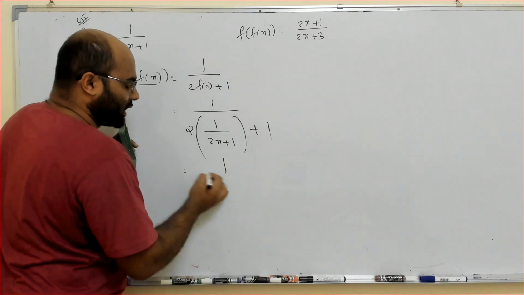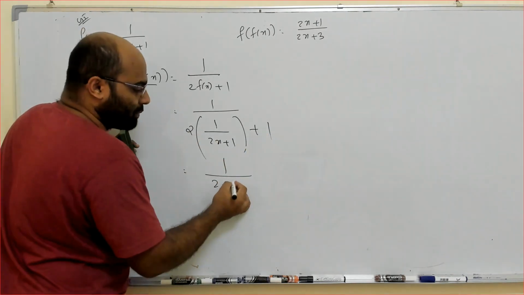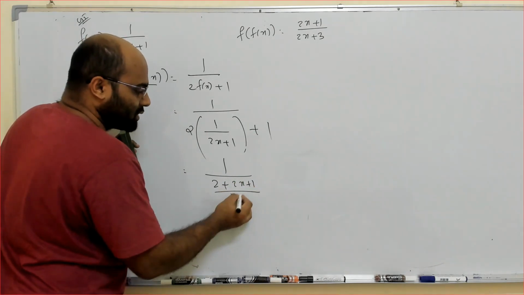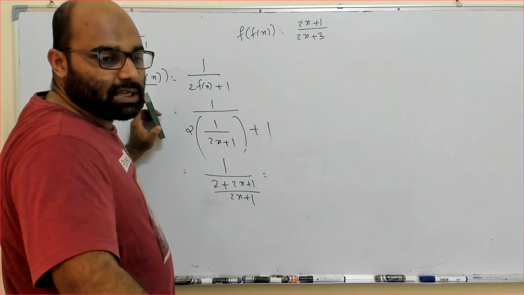Now take LCM. You will get it. 2 into 1, 2, plus 2x plus 1 you have to multiply, that is 2x plus 1 by 2x plus 1. This 2x plus 1, what will happen? It will move up. Please see.